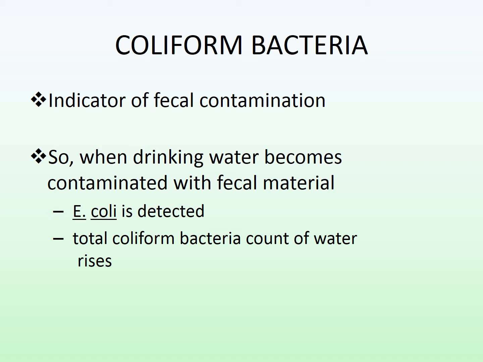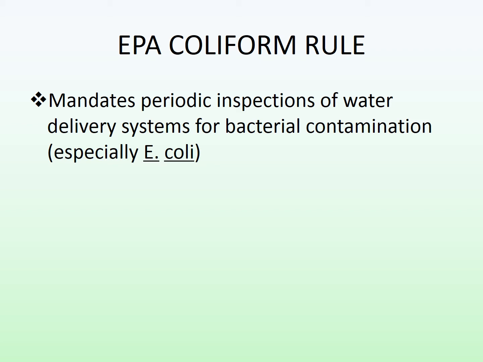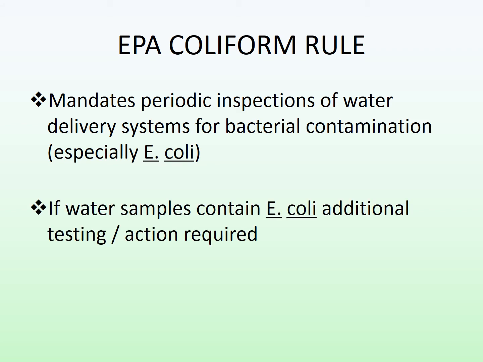To protect our drinking water from pathogenic bacteria, EPA has a coliform rule. This rule mandates public water systems to monitor for Escherichia coli. It mandates periodic inspections of water delivery systems for bacterial contamination, and we would primarily be doing an E. coli test. If the water samples taken by the public water system contain E. coli, the public water system has to do additional testing for pathogens, and they have to take action to make sure that E. coli is not present. Oftentimes that means chlorinate the water to kill all potential pathogens in the water.